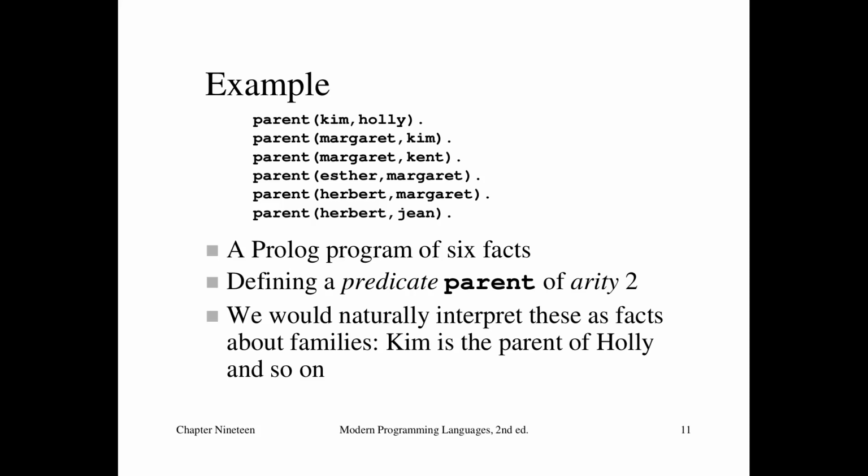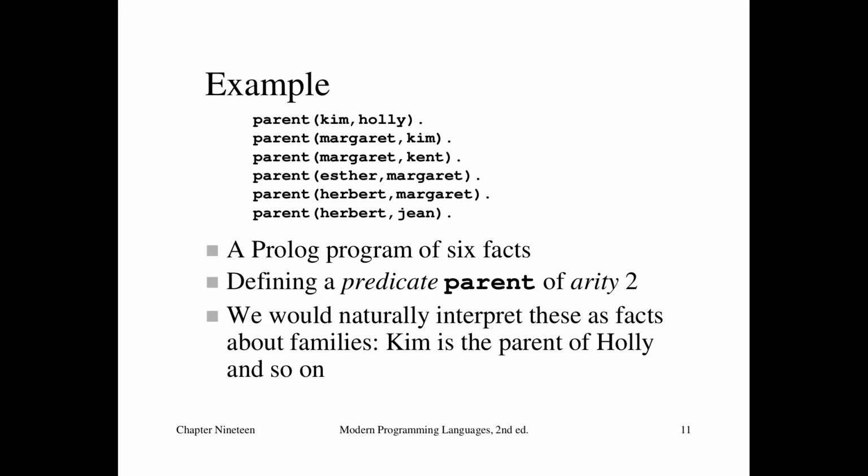They're a compound term which defines a predicate, right? The predicate is the atom at the head of the term. And then its values are the parenthesized list of atoms that form the values of that predicate. So we can read these as saying, for example, the first one would be Kim is the parent of Holly. That's the fact. Margaret's the parent of Kim. Herbert's the parent of Margaret, etc.